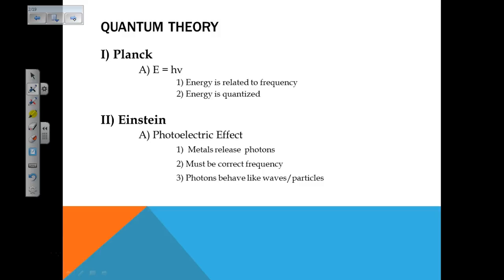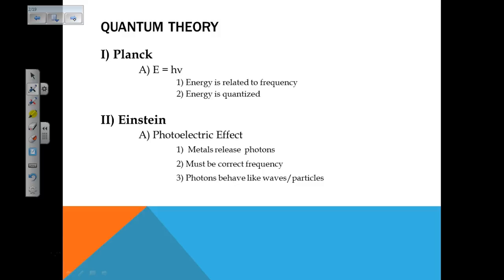Quantum theory was kind of developed over time and was contributed to by a lot of famous physicists and chemists. Okay, and this is not by any stretch of the imagination an all-encompassing list. This is just maybe some of the more famous or bigger players.